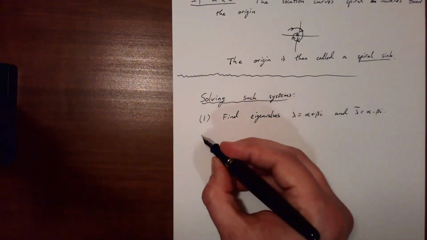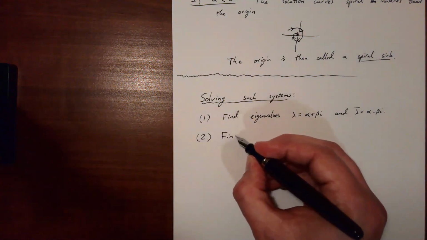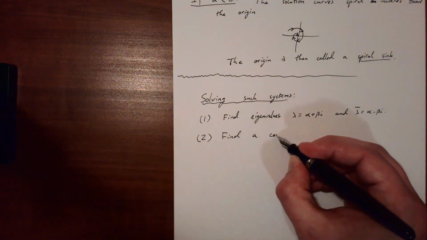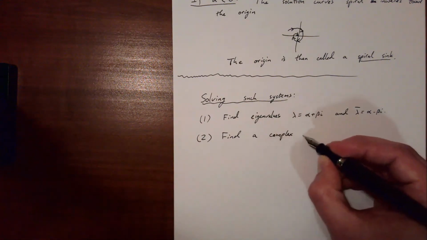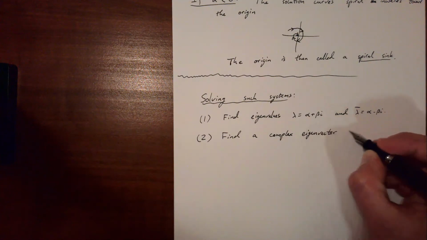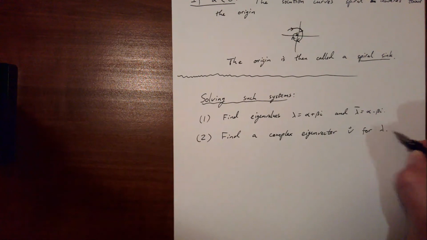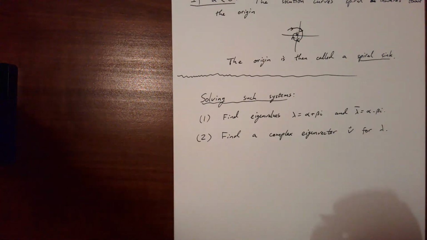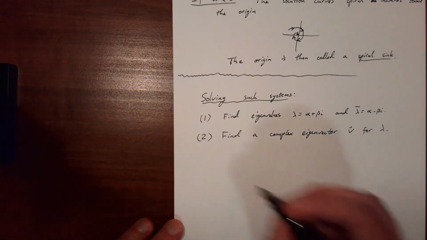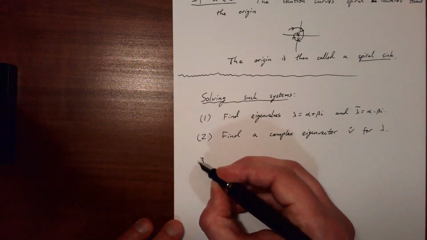Okay, now 2. Find a complex eigenvector v for lambda. And the key to this is to do a very similar operation to what we did in the real case.